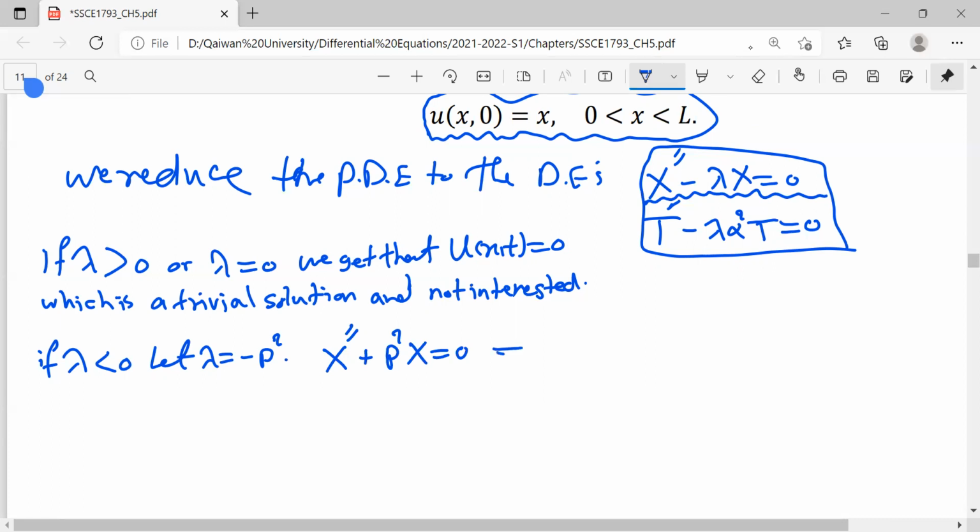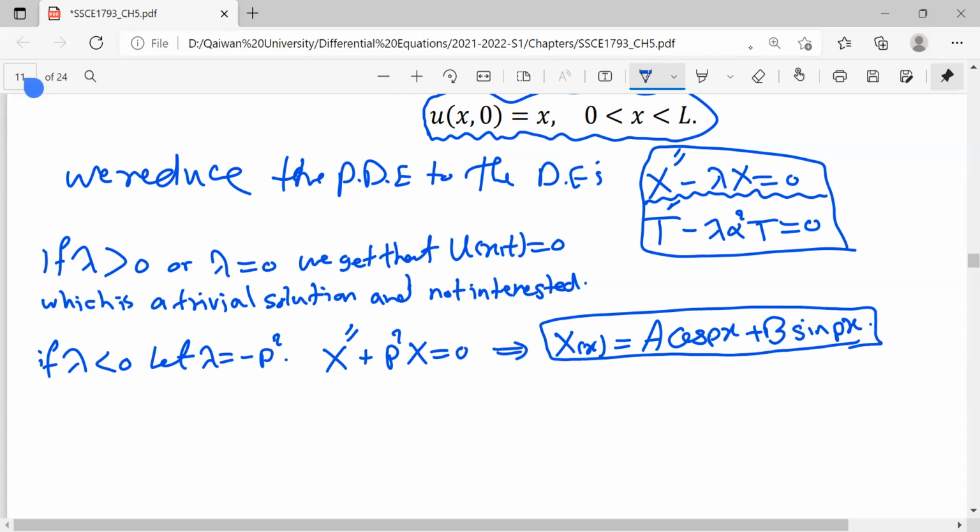And the solution here, X of x, is the same as the previous one. That's why I'm not going to write this down in detail. X of x is a cosine px plus b sine px. This is X of x.